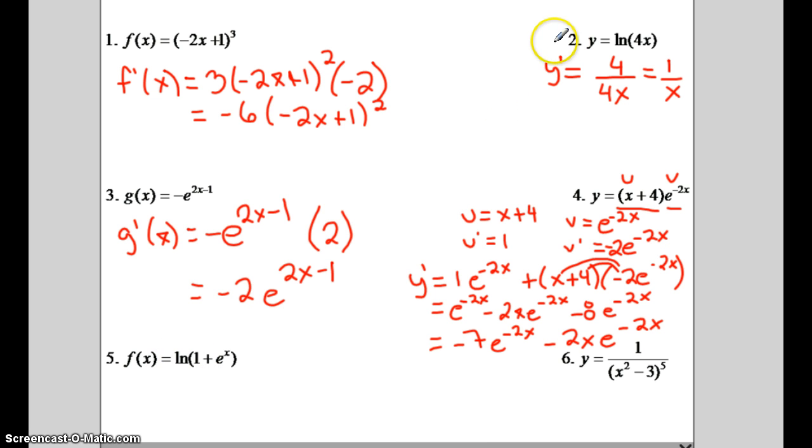And then last two, number 5 is a natural log function, but it's a little bit more complex than number 2 was. Looks very similar, but my inside function is 1 plus e to the x. So again, I'm just looking at the outside function, this natural log.